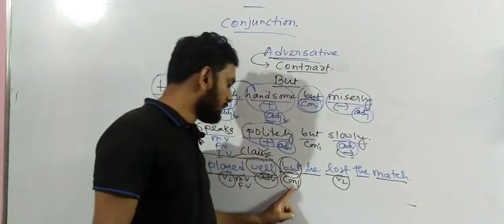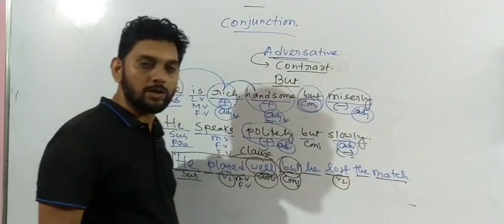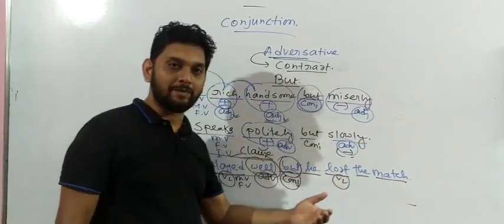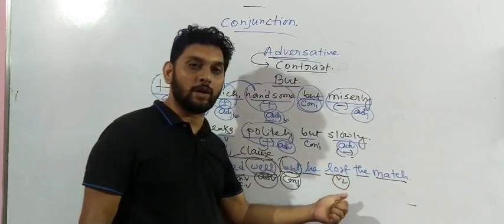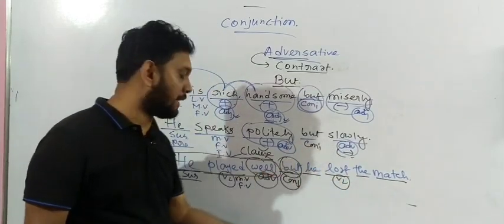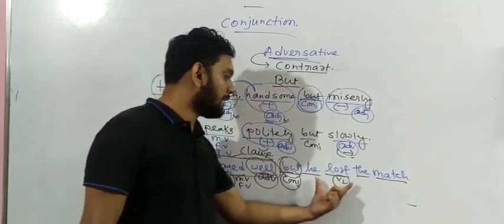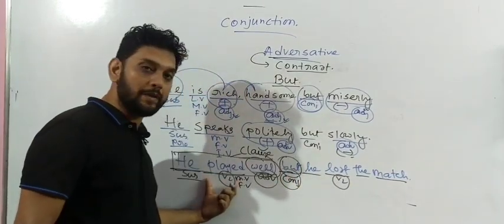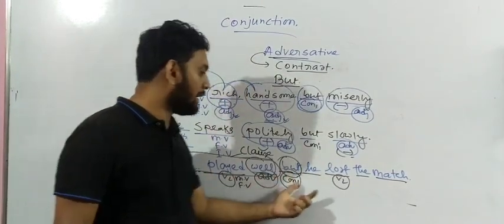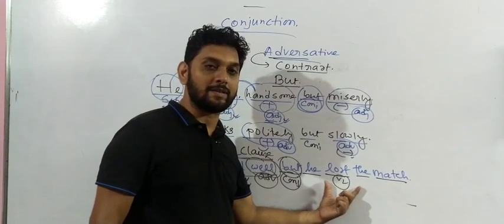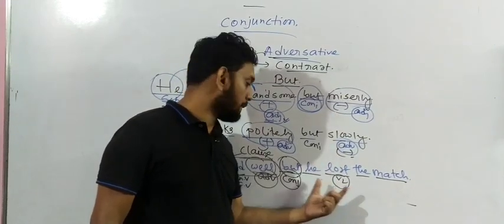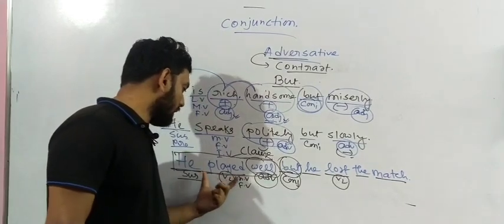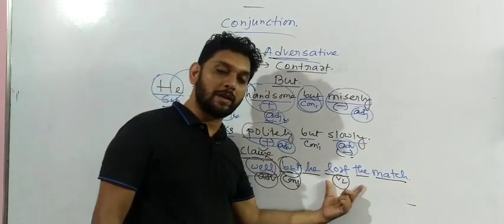Now but is the conjunction over here. He lost the match. It also conveys the meaning by itself. Yes or no? That means it can stand alone and easily convey its own meaning. So therefore we can say it's a clause. He played well, but he lost the match is the sentence. He lost the match is also an independent clause.